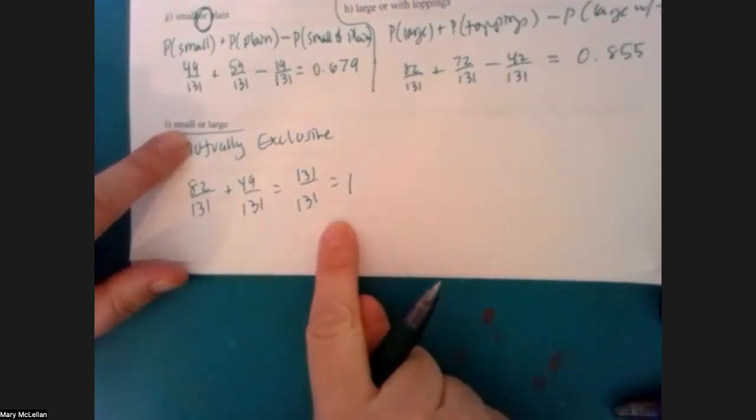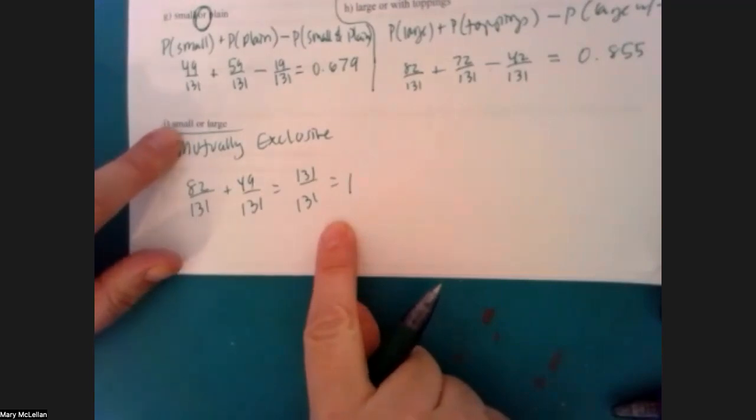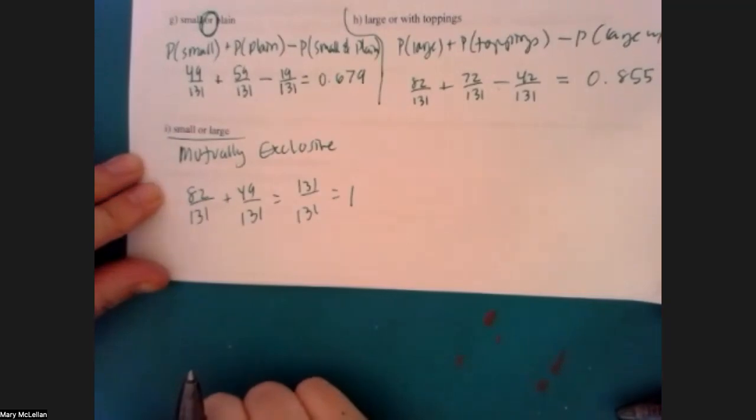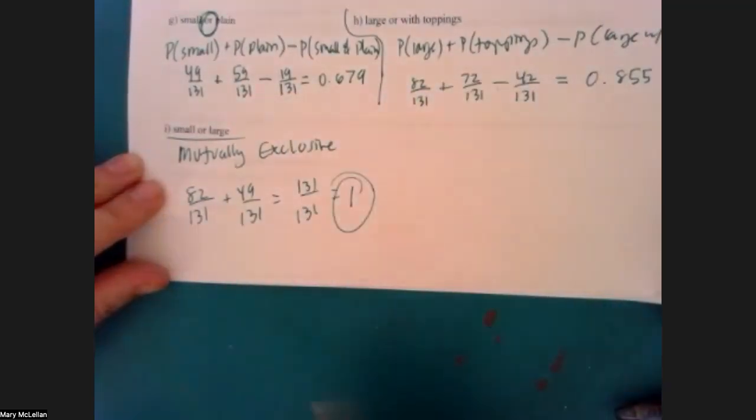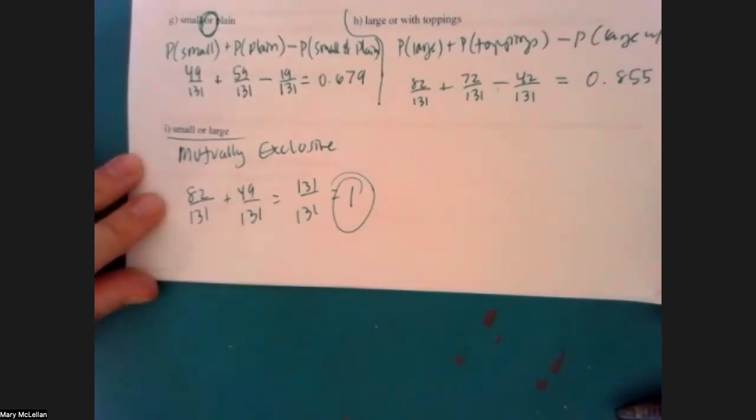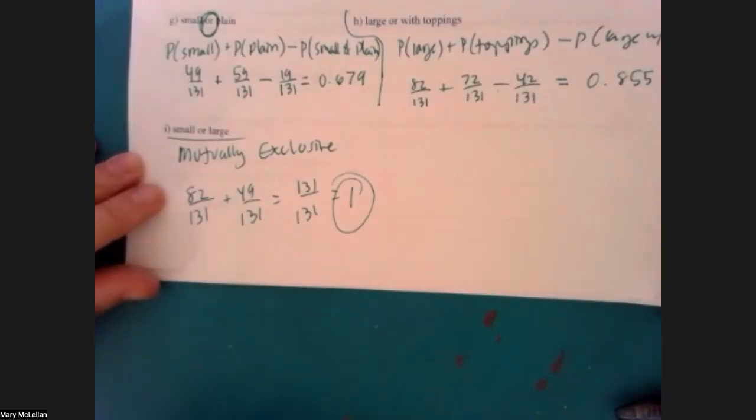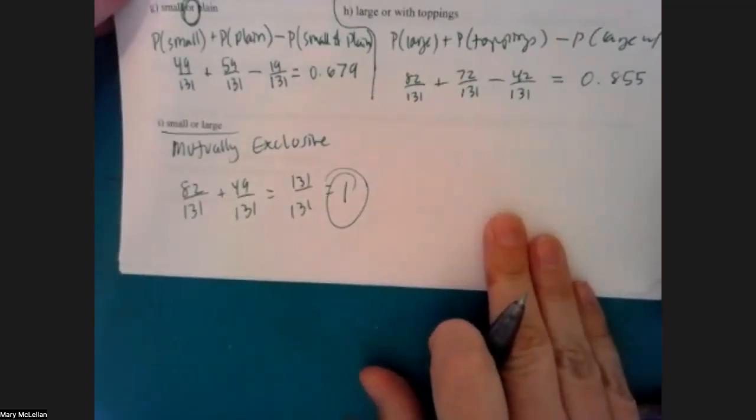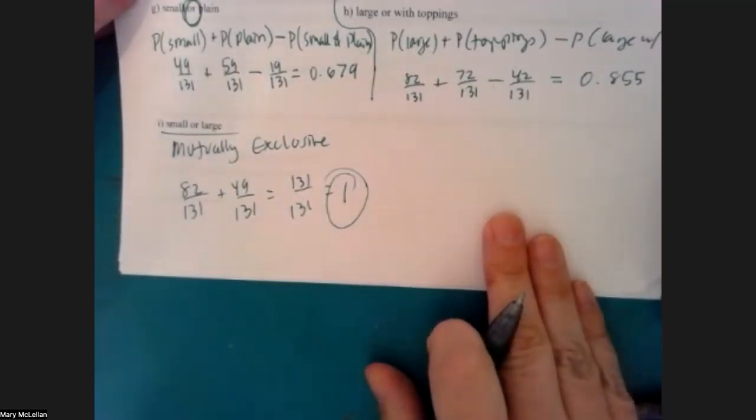Now, if you were told that the pizza place only has these two sizes, then you could have skipped right to telling me it was 1, because that's the whole sample space. Every pizza is either large or small. There's no medium. So the probability that you're one or the other is 1. But you would have to write a little sentence to explain it. Okay, next page.